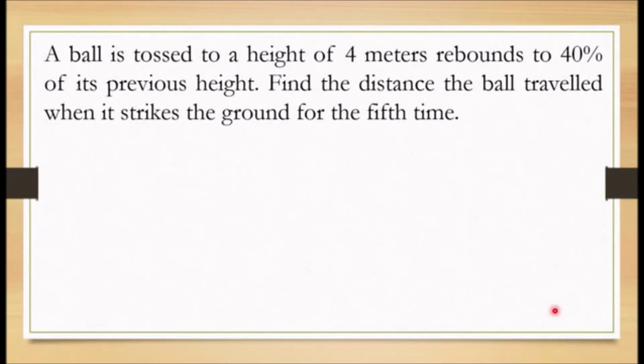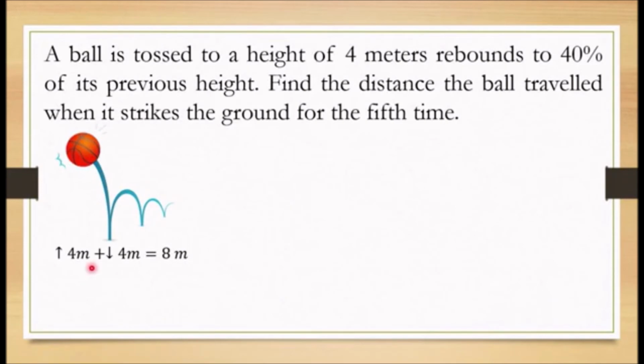Another example. A ball is tossed to a height of 4 meters, and rebounds to 40% of its previous height. Find the distance the ball traveled when it strikes the ground for the 5th time. Okay, so we'll have an illustration. So, first bounce and back, it measures 4 meters. Upward, it bounces 4 meters. Downward, another 4 meters. So, that is equal to 8 meters. That was the first strike.